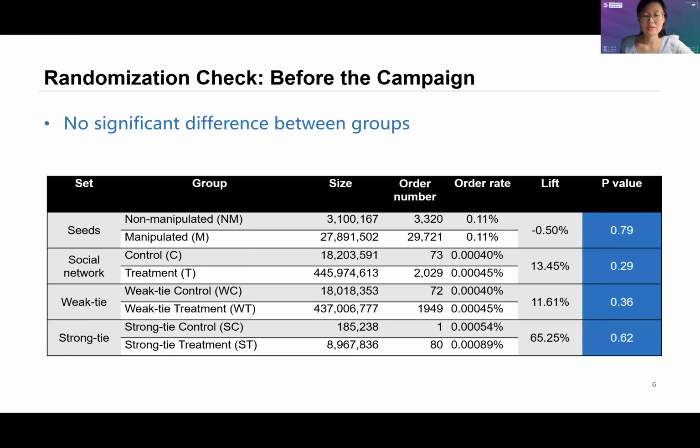We examined the order placement rate of the groups before the campaign. As you can see from the table, during the 4 weeks before the campaign, there is no significant difference in order placement rate between the 4 pairs.